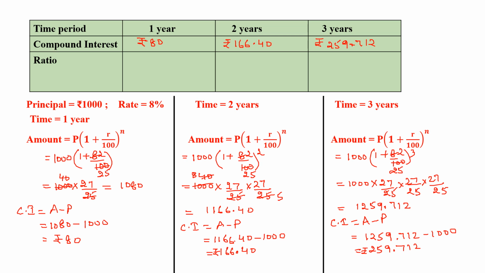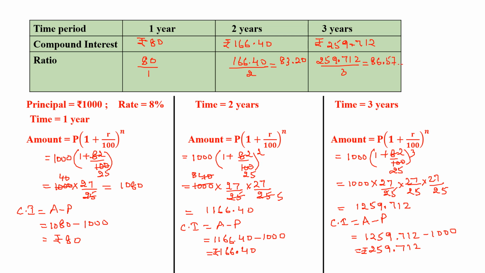Now next step is you have to find the ratio. So here 80 by 1, it will remain same only. And if you do 166.40 by 2, here you are going to get as 83.20. And in this case 259.712 divided by 3, if you do it, you will get 86.57 and so on.